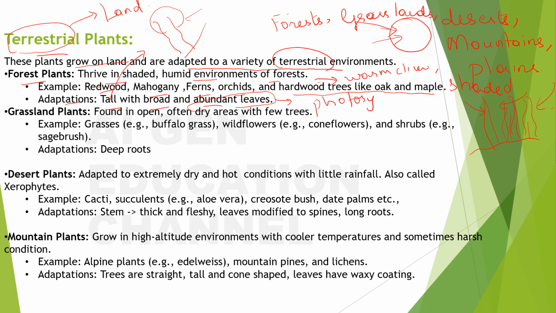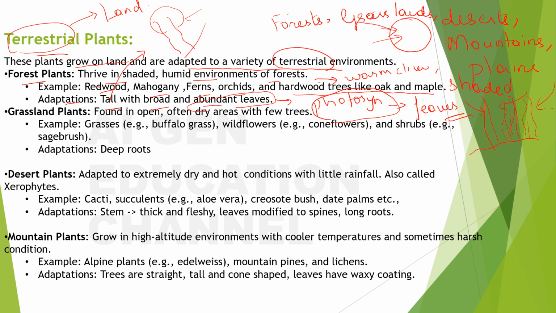Photosynthesis, where leaves, right? So as leaves have to produce food by the process of photosynthesis, the leaves will also be broad and abundant. So these are the adaptations that forest plants have made.